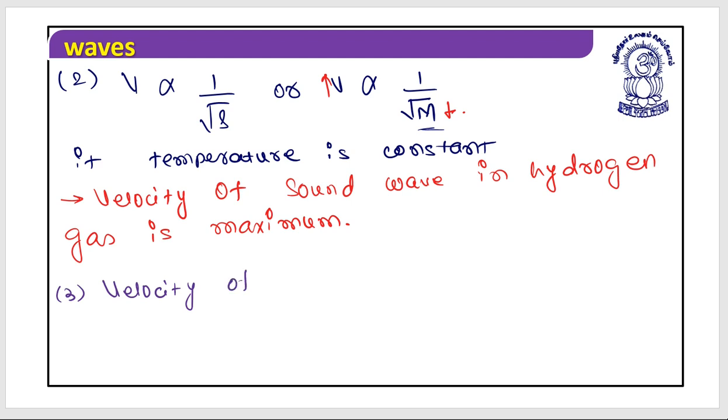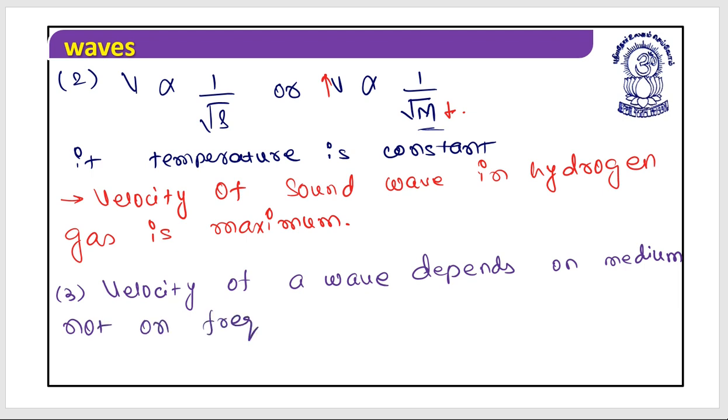Next variation could be that the velocity of a wave depends on the medium, but not on the frequency of the source.